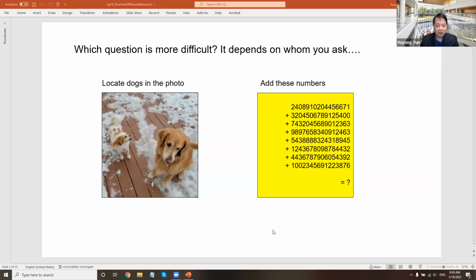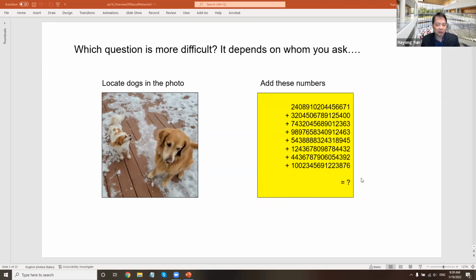So here's a motivation for neural network. Which question is more difficult? I asked my nephew, who's a second grader, these two questions. Can you locate the dogs in the photo? And also add these numbers. As you can imagine, for a second grader it's very easy to spot how many dogs are in this picture, but it's kind of hard for a second grader to do these things. But which one is more difficult actually depends on whom you ask.